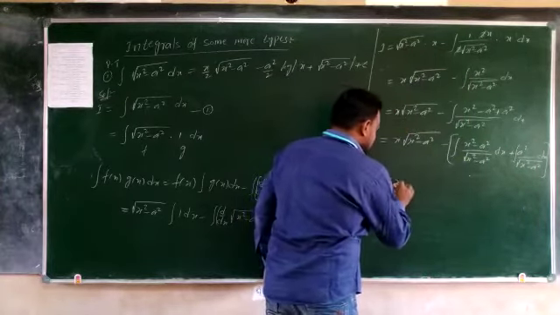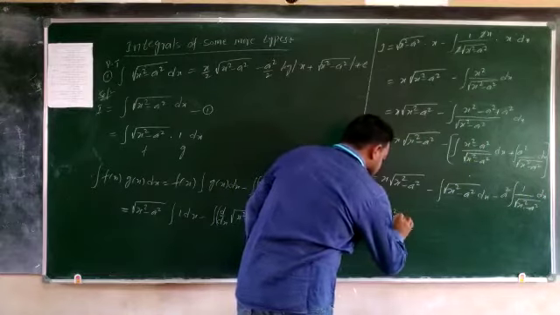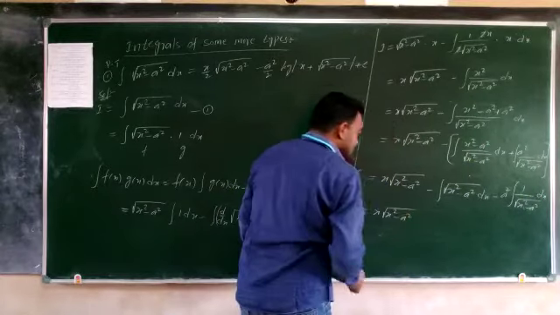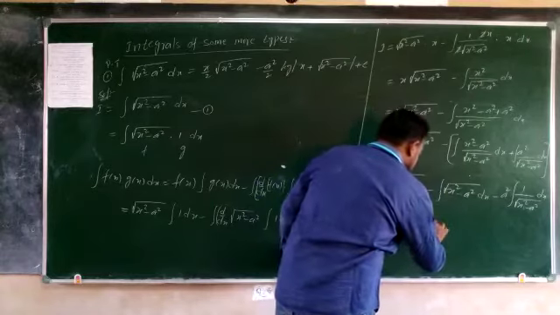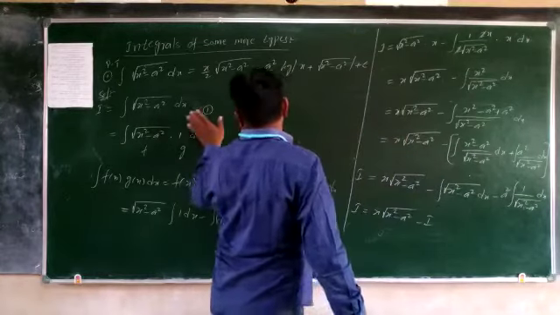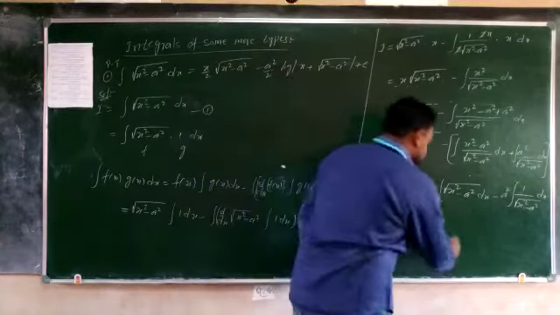Next, plus into minus, minus a square before the integral because it is the constant. Integration of 1 by square root of x square minus a square dx. Now, this is complete. I is equal to x into square root of x square minus a square minus I. From equation number 1, this is equal to I.